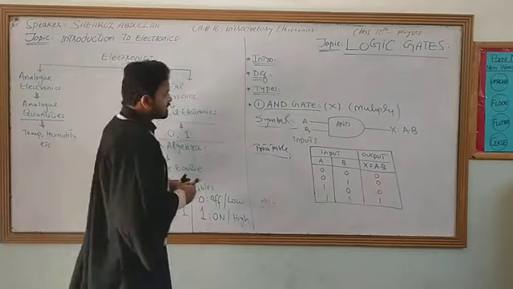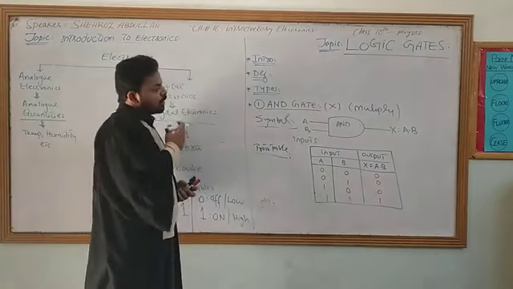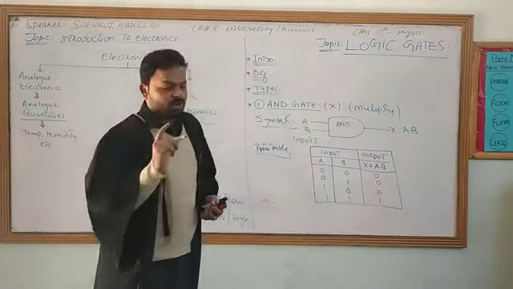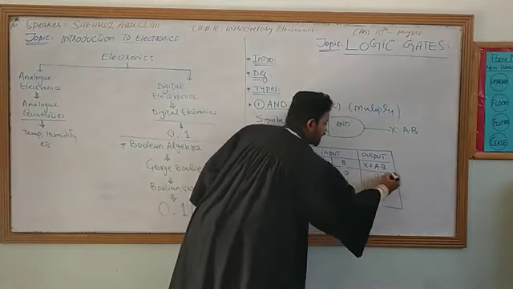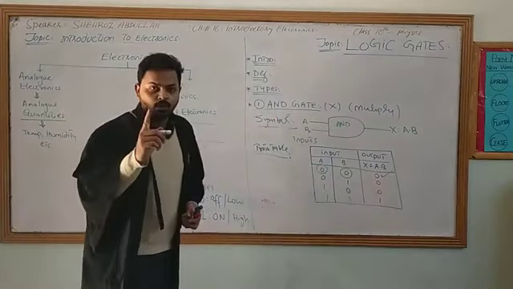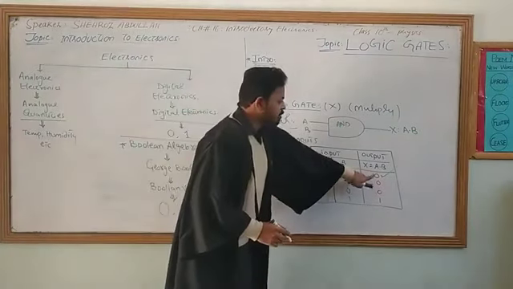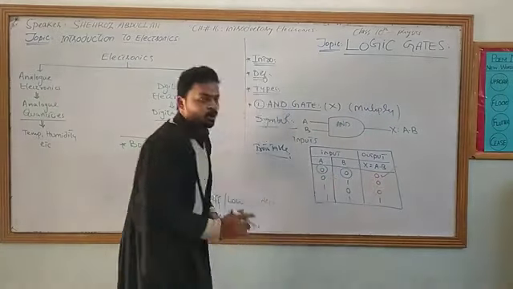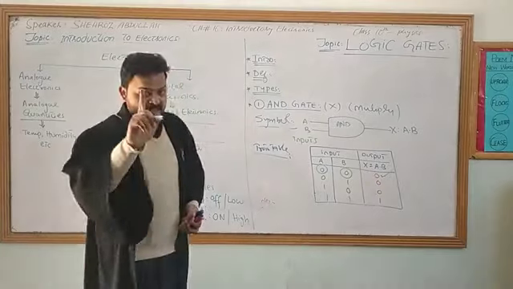Now 3 more definitions can be done for logic gates. Look, we can say that the electronic circuit or logic gate whose output is 0 when both the inputs are 0 is known as the AND gate. This is the first definition.